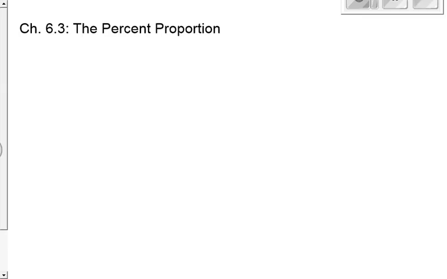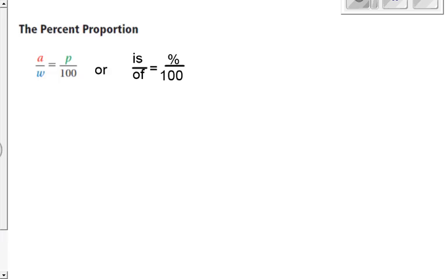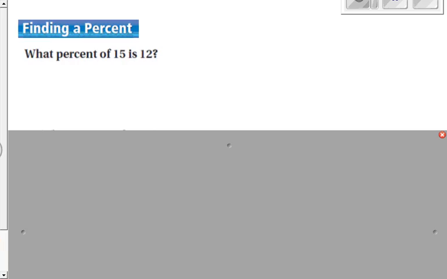Chapter 6.3, the percent proportion. The percent proportion is A over W equals P over 100, or is over of equals percent over 100. Our first question says, what percent of 15 is 12?